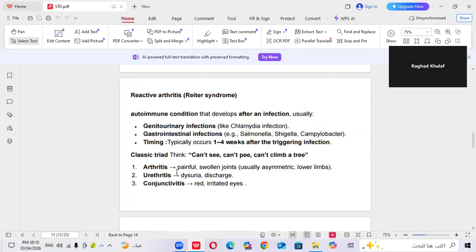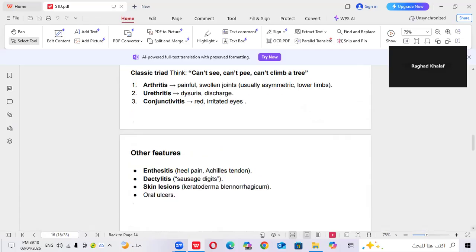Can't see means that the patient has conjunctivitis, which is manifested as red and irritated eyes. Can't pee is urethritis, manifested as dysuria and discharge. And can't climb a tree points toward arthritis, which means that the patient has painful swollen joints. And these painful swollen joints don't have to be symmetric. They are usually asymmetric, and usually we are referring to the joints in the lower limbs.